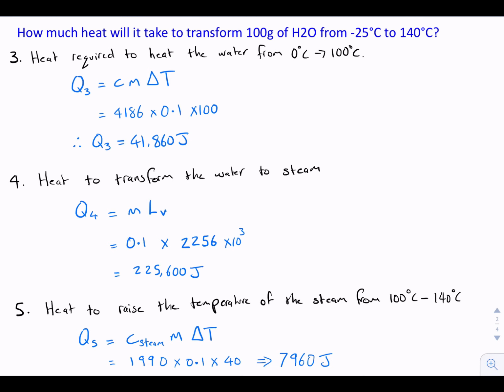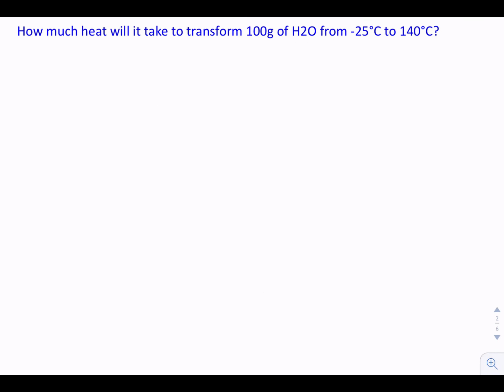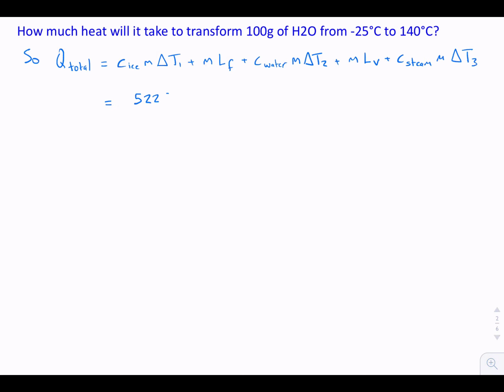Let's write out the entire equation again. So our total heat equals the heat required to warm up the ice, plus the heat required then to melt the ice, plus the heat required to heat up the water, plus the heat required to vaporize the water, plus the heat required to heat up the steam. If we put in all these numbers from the previous section, we end up with approximately 314 kilojoules.